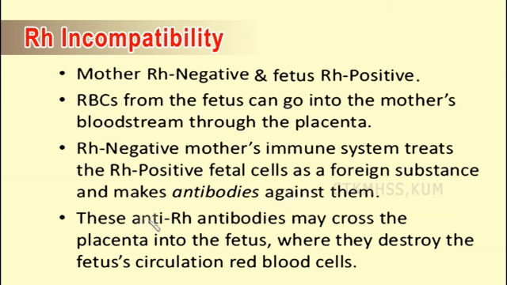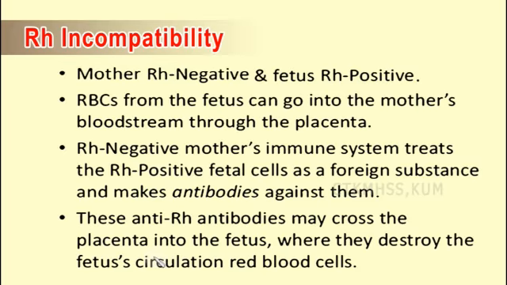These anti-RH antibodies may cross the placenta into the fetus, where they destroy the fetus's circulating red blood cells. These antibodies which are produced by the mother's body in turn move through the placenta towards the fetus, and then start destroying the red blood cells present in the fetus circulation. This condition is called hemolytic anemia or erythroblastosis foetalis.